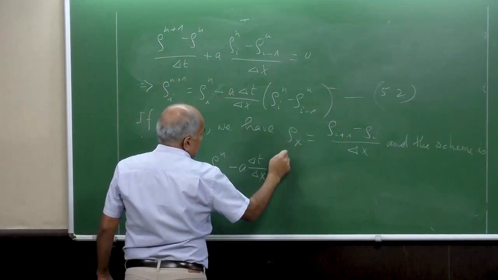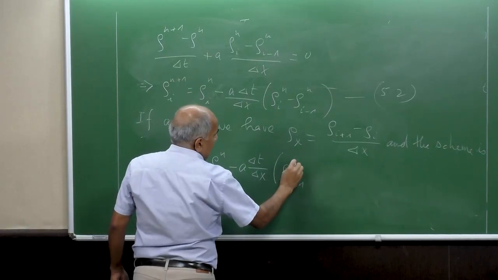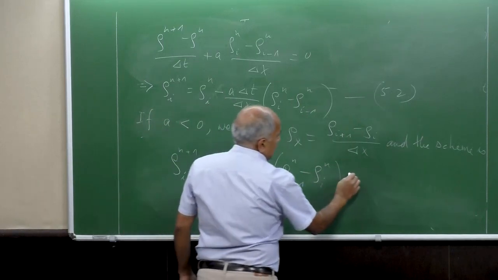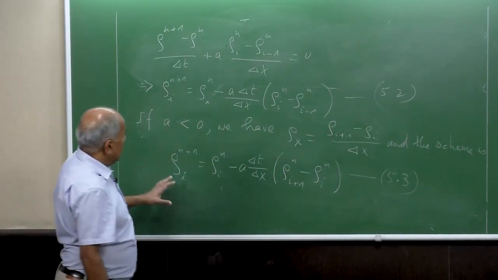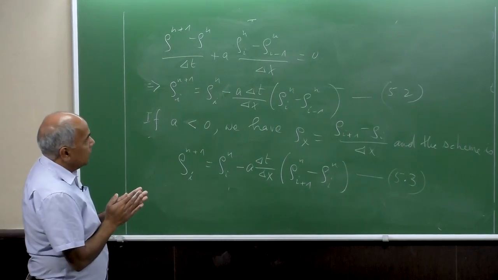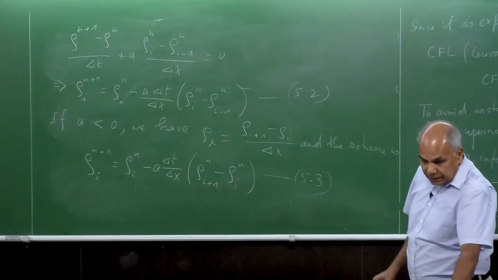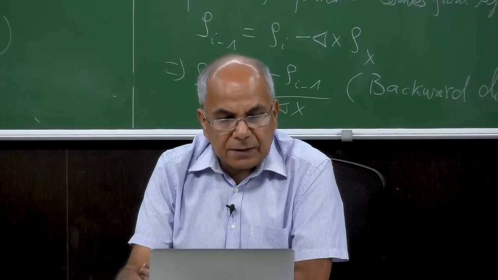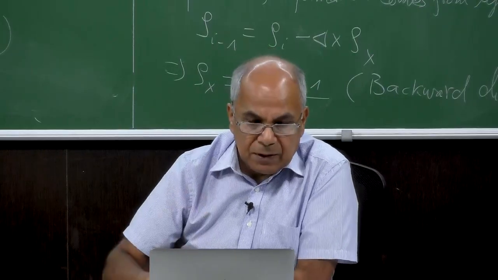So what we have here is rho of I plus 1 at n minus rho of I at n, that's all. That is equation 5.3. Now we just see how the numerical simulation works with the initial condition I presented before. Okay, let us now implement in MATLAB the scheme which we have developed.